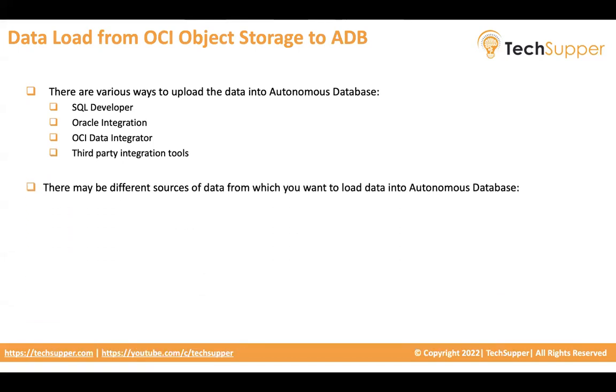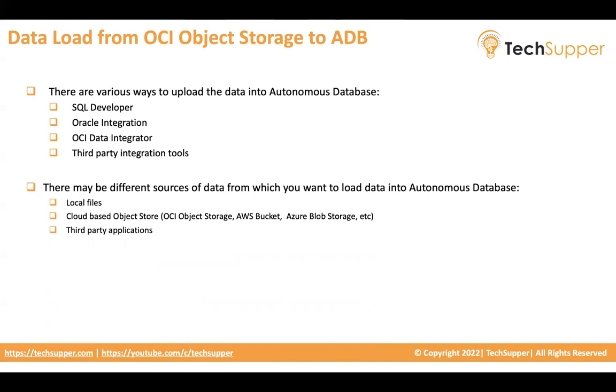Similarly, there are various sources from where the data can be produced, and you want to upload the data into Autonomous Databases. For example, the data can be in local files. It may be a CSV, XML, a data file, or a text file. And you want to leverage those files to upload the data into the Autonomous Database. The data files can be stored in cloud-based object storage, such as your OCI Object Storage, AWS bucket, Azure Blob Storage, etc. The data can come from third-party applications also.